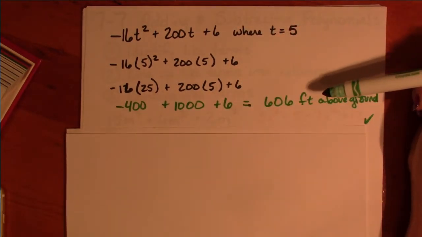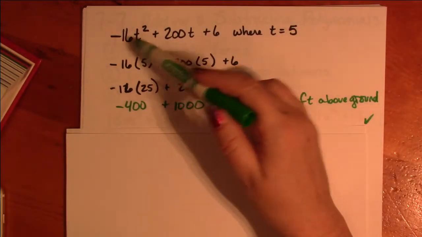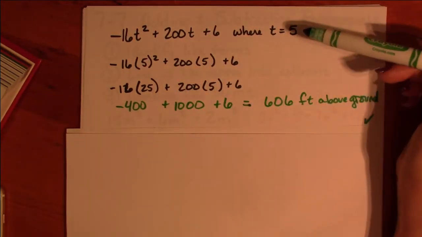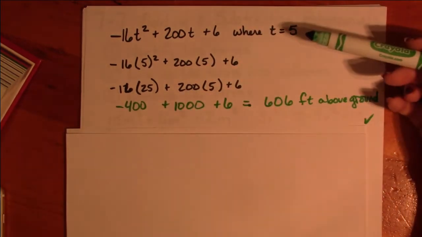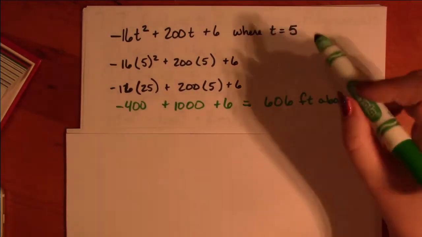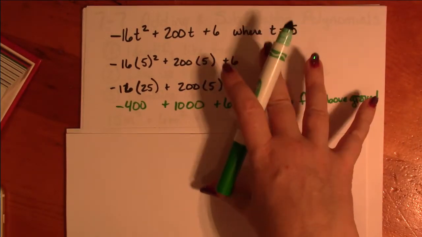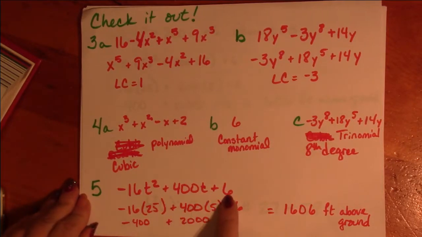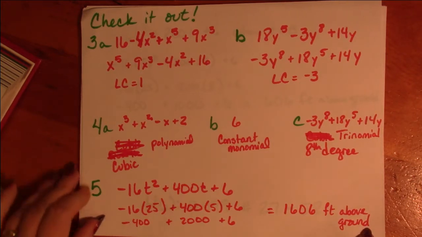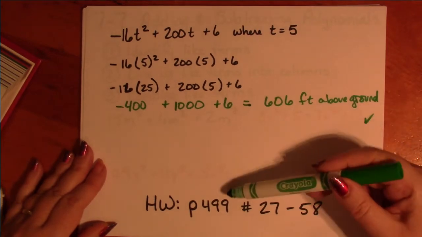Now, check it out. Number 5 gives you a very similar problem to this. I'd like you to have a little experience with this on your own so you can gain confidence in all of this. Please pause it here, try that problem, come back when you're done. So here it gave us 400 in this spot, and the 25 and the 5 stick around. So now we have negative 400 plus 2,000 plus 6, and that gives us a total of 1,606 feet above ground.